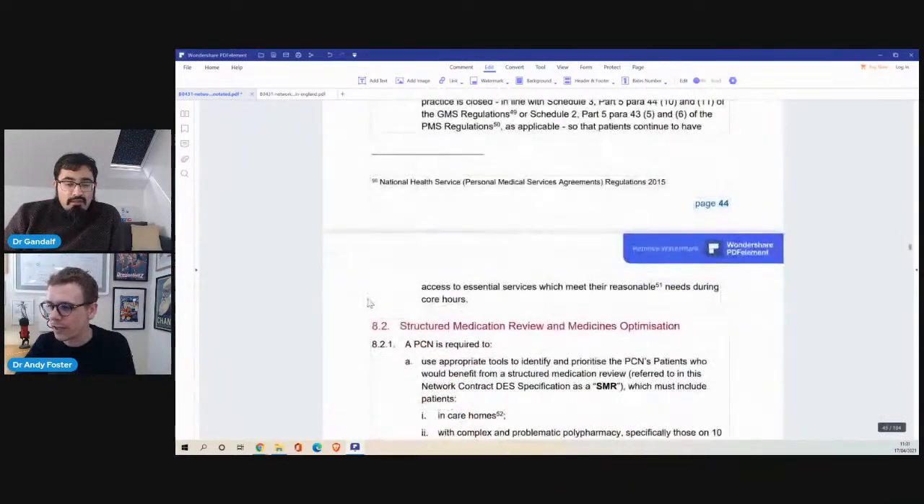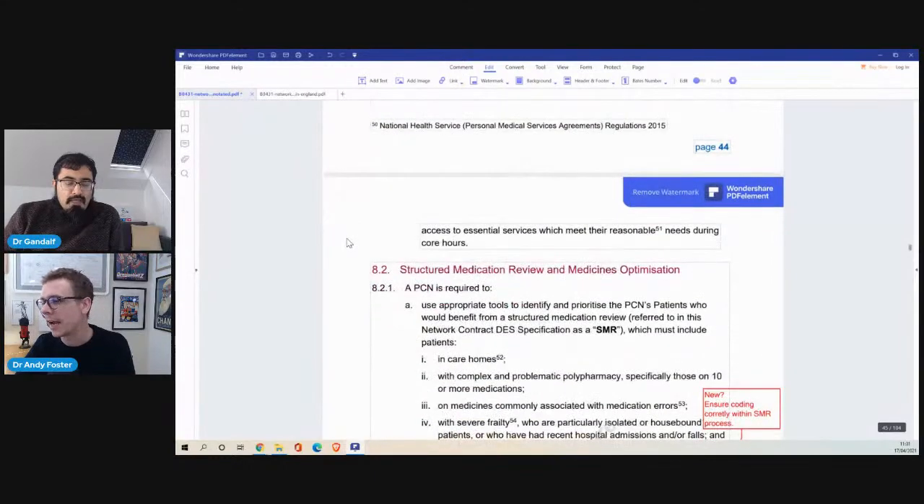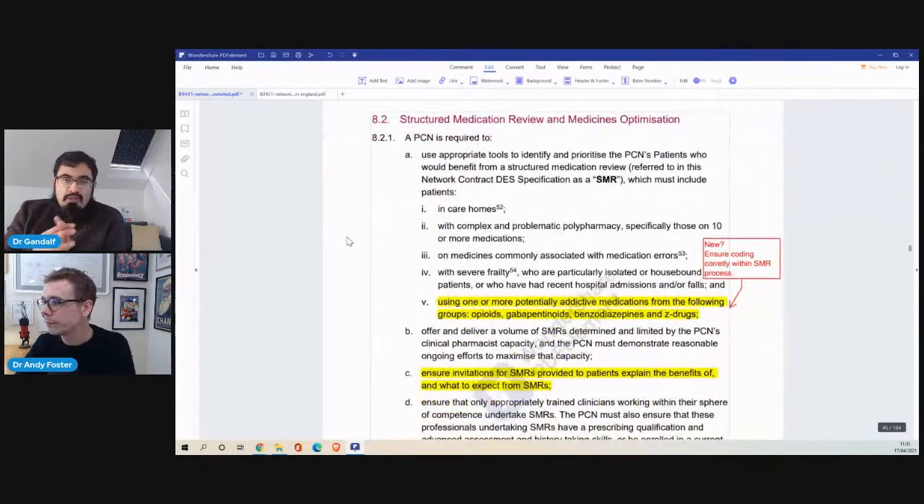8.1 is all about extended access and hours. And then it goes to some of the other nuts and bolts. So it talks about structured medication reviews. This has been part of the contract from last year as well.